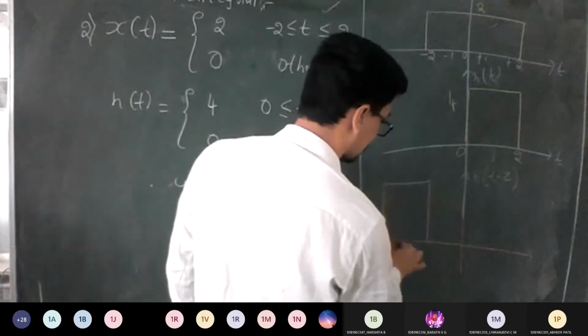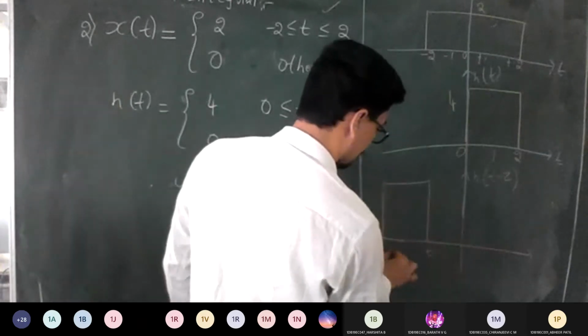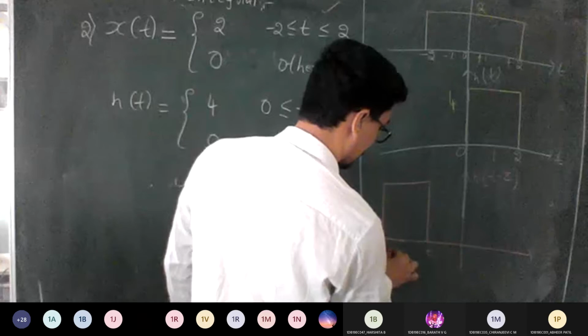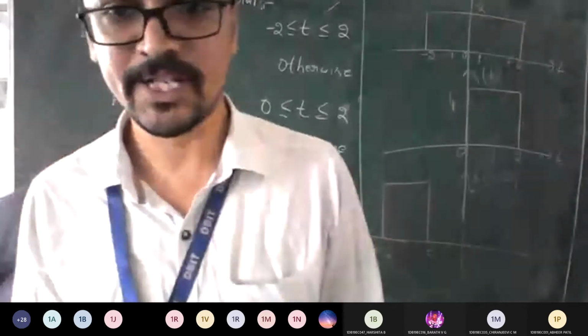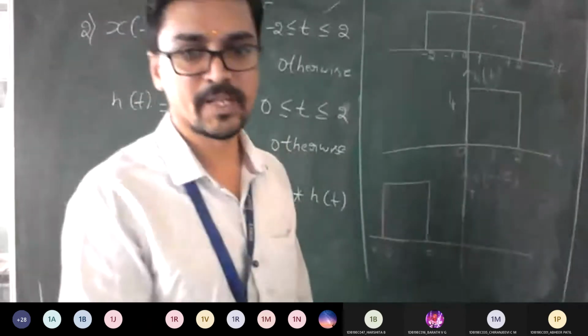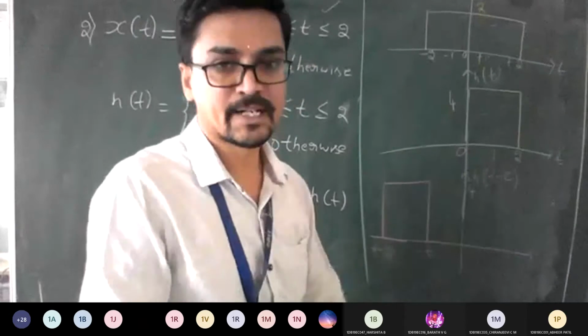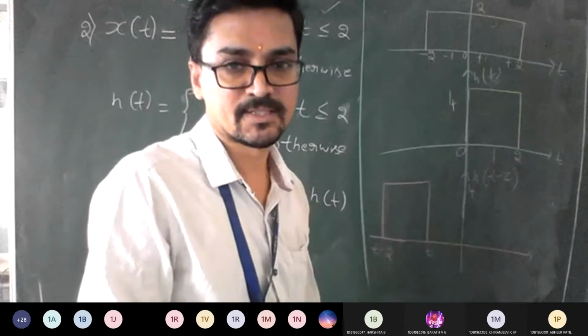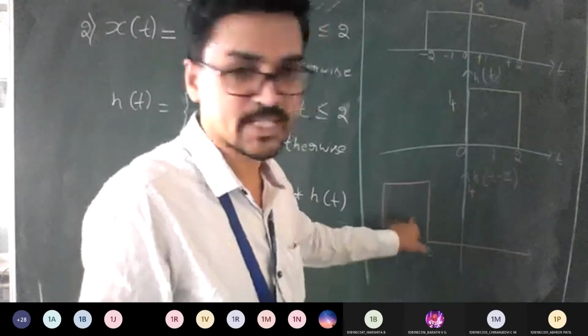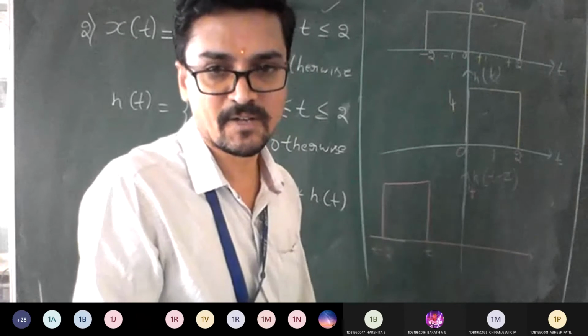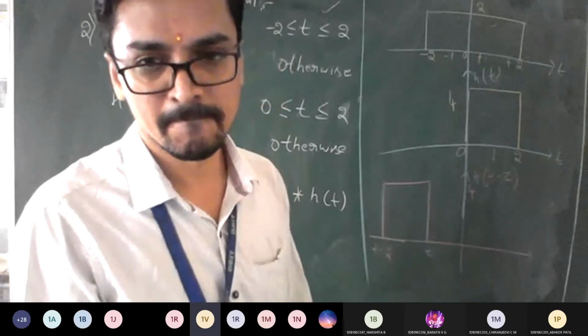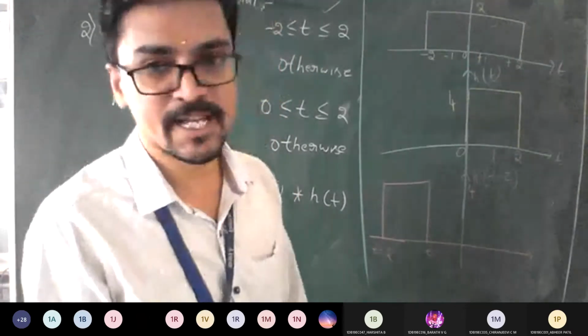So let's vary the things from t to t minus 2 with amplitude of 4. This is the only change from the previous one. Apart from that, it remains the same. Is it okay? Everyone got how to plot h of t minus tau? Is it fine? Yes, sir. So from here onwards, same thing.